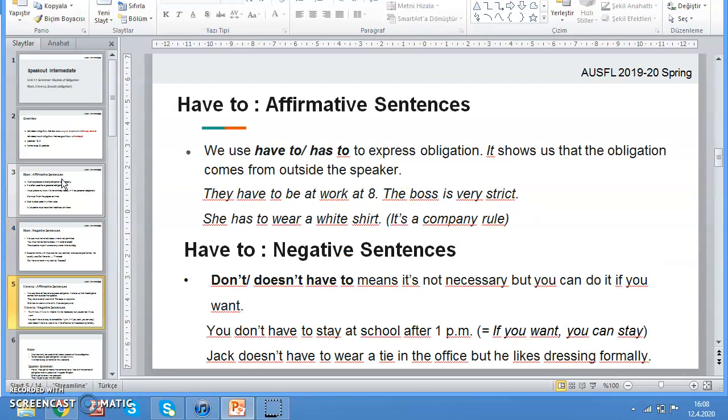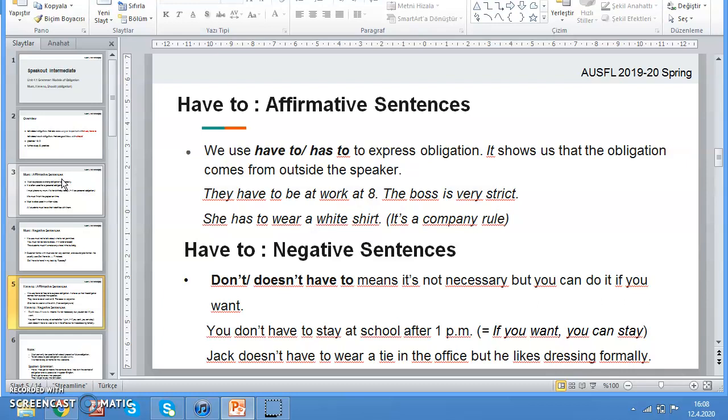Have to in affirmative sentences: we use have to and has to for the third person singular to express obligation. It shows us that the obligation comes from outside the speaker. Here are the examples. They have to be at work at 8. The boss is very strict and she has to wear a white shirt. It's a company rule.